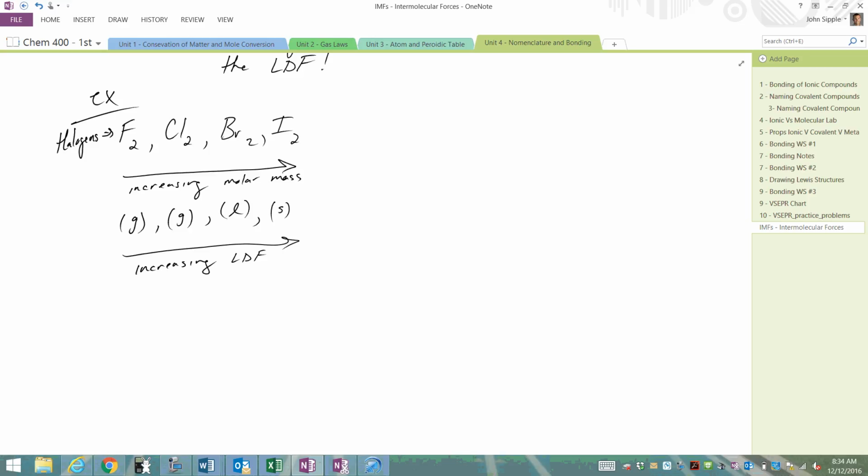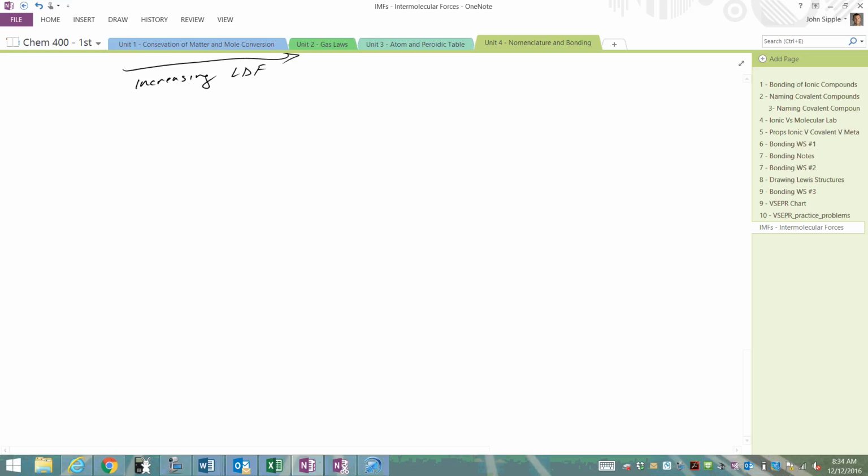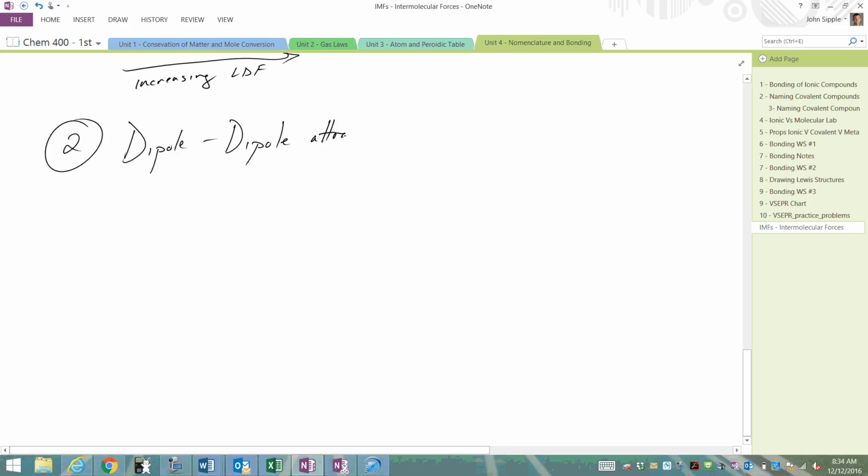Okay, so everything that has mass has London dispersion forces, okay? Bigger, heavier, fattier, squishier molecules, the more London dispersion forces there are. All right, next on the docket is number two, and these are dipole-dipole interactions. I'll just say attraction.